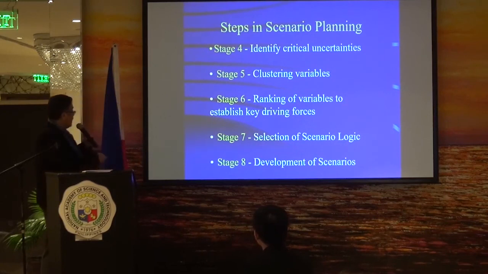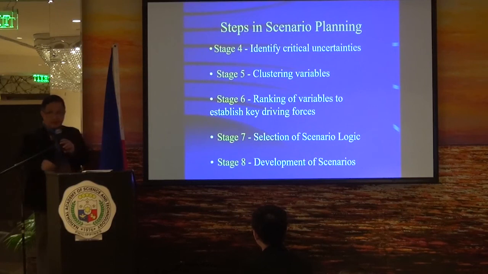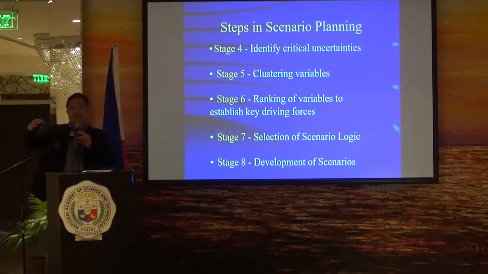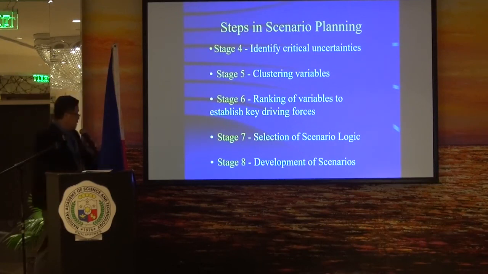And of course, stage 5 is clustering the variables, meaning that you're managing it, ranking the variables for establishing the key driving forces, meaning that what drives this variable to be predictive? How will you say that this variable will actually move the scenario? Stage 7 is the logic behind that. How do you put the variables in a graph, in a sense that you will be looking at how they interact? Stage 8, this is the narrative that you'll be creating later on.